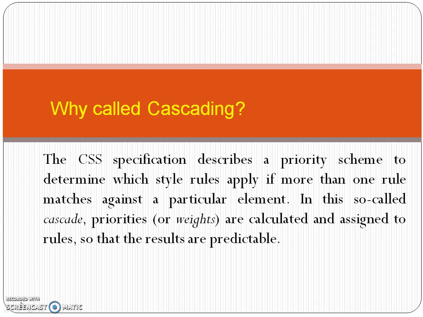Why do we call this style sheet cascading? The CSS specification describes a priority scheme to determine which style sheet rules apply if more than one rule matches a particular element in this so-called cascade. Priorities or weights are calculated and assigned to the rules so that the results are predictable.